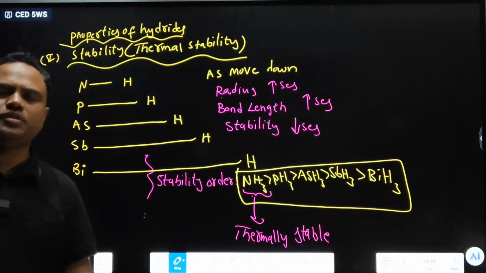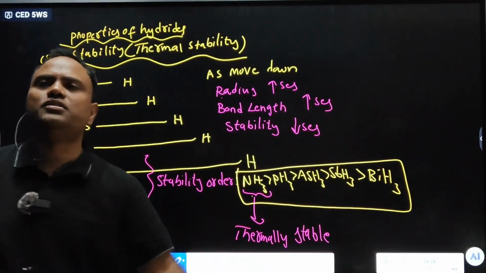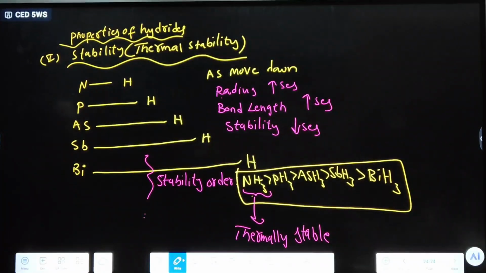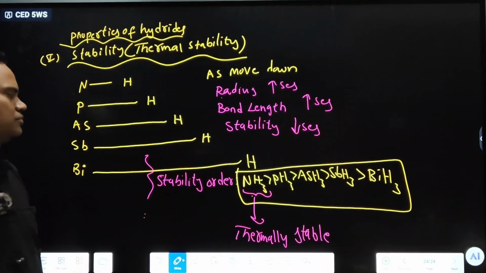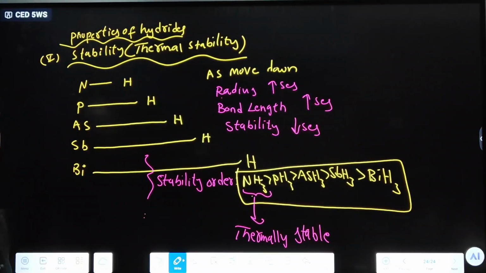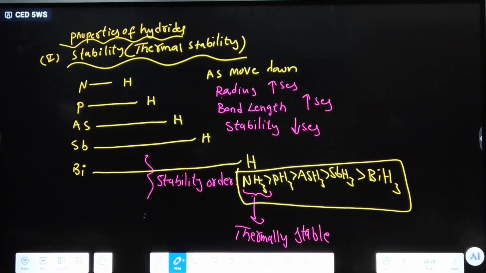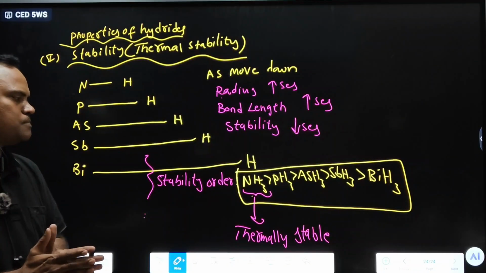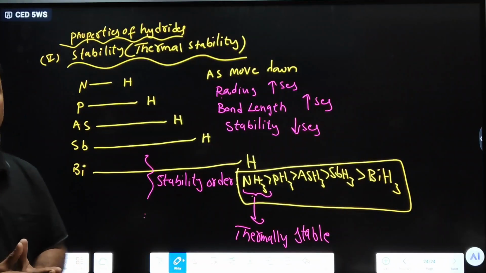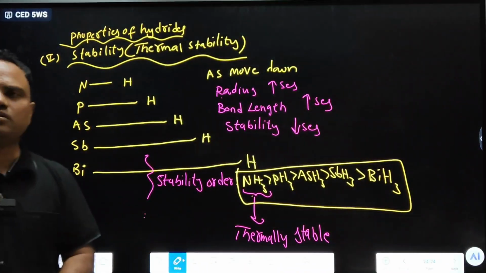As we move down the group, the distance between the atoms increases and the attraction force decreases, so you can break the bond easily. So stability is less. You cannot cut the NH bond because attraction forces are more, so stability is more. Thermally least stable is bismuth hydride, BiH3. Okay?